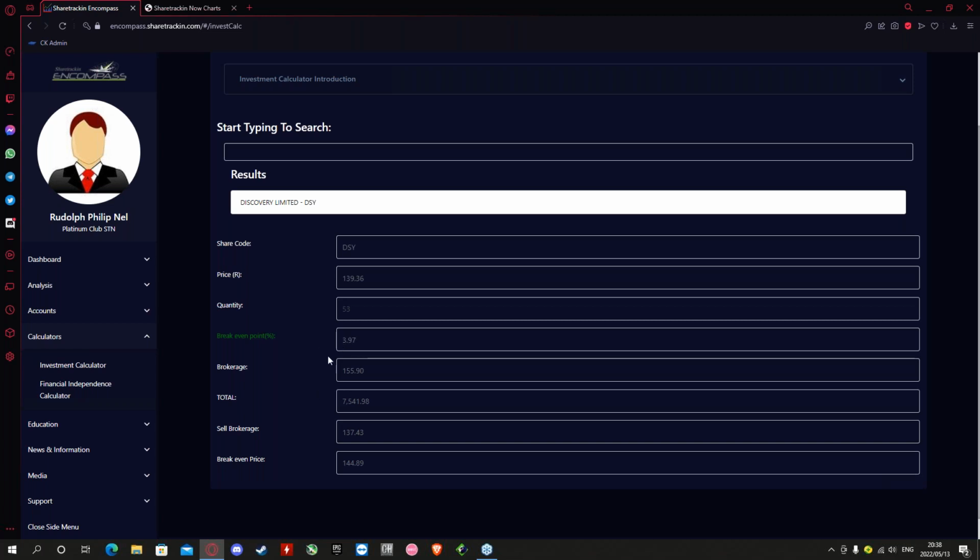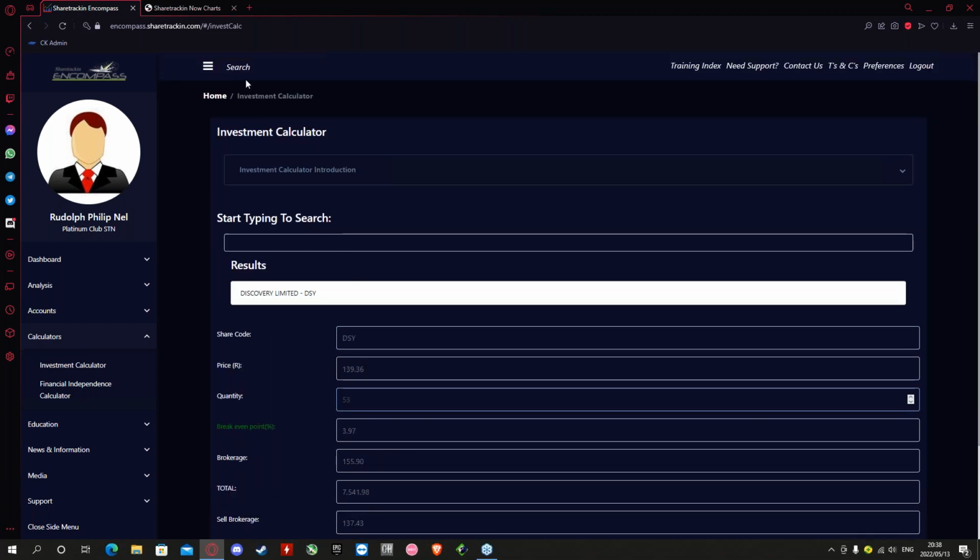So it means now when we reach 144 rand, we would start making profits. Or when the share grows to 3.97%, we would start making profits. So it's basically a brokerage plus selling brokerage. Okay, so 155 plus 137 is 3.97% of our total. Okay, so we need to make that up first before we start making profits. Okay, so now we know exactly the amount of shares that we want to buy.